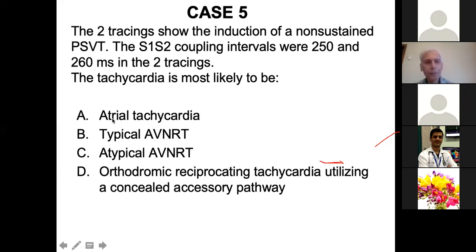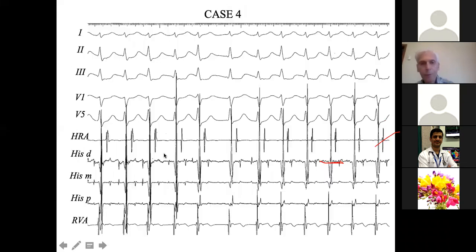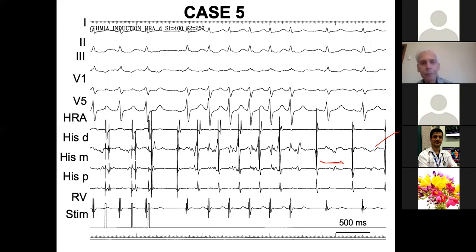Now, let's talk about AVNRT or atypical AVNRT. First of all, notice that the P wave is a little bit negative in lead two, but initially positive in lead three, and then becomes negative. And the high RA and His recordings are almost simultaneous.